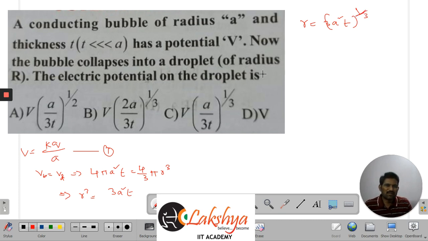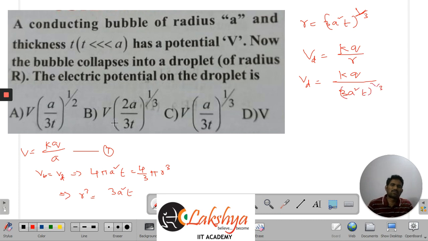Now the charge remains the same. Charge is conserved here. Now the potential of the drop we can write as k into q by r, and for r we need to substitute that value here. Therefore I can write the potential of this drop as kq by (3a square t) whole power 1 by 3. Now we need to convert this in terms of this V. To convert this in terms of V, we need to write A outside here, so I am multiplying with A and dividing with A.